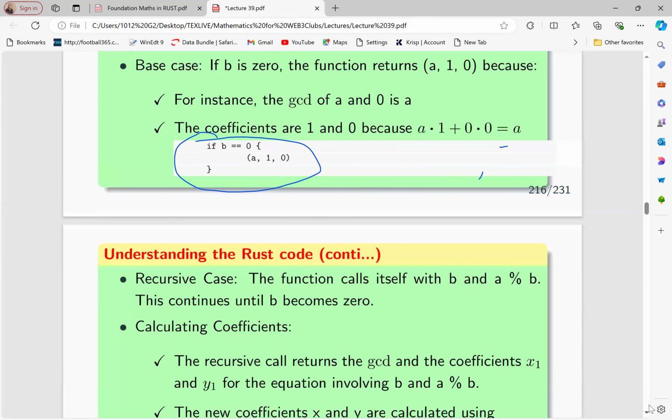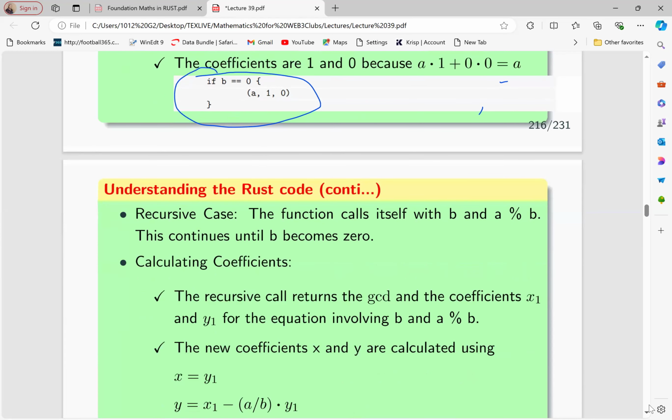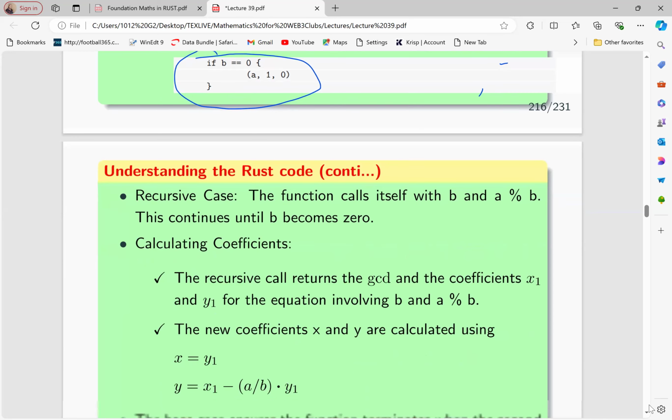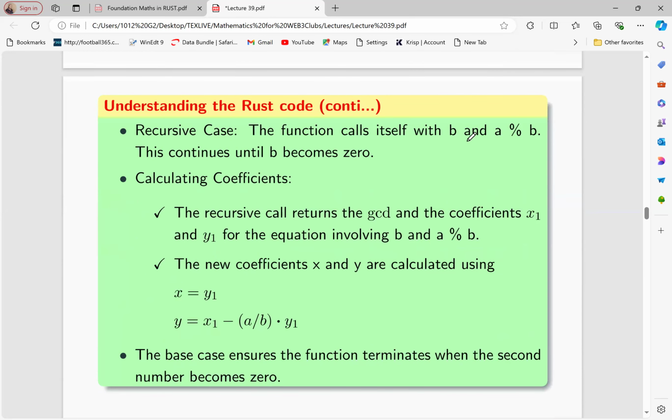And in the case where none of the numbers is 0, it begins making calls to find the GCD. Is that okay? It makes the call to find the GCD of B and the remainder of A on division by B. So that call will continue until B is 0. As long as B is not 0, the call continues.